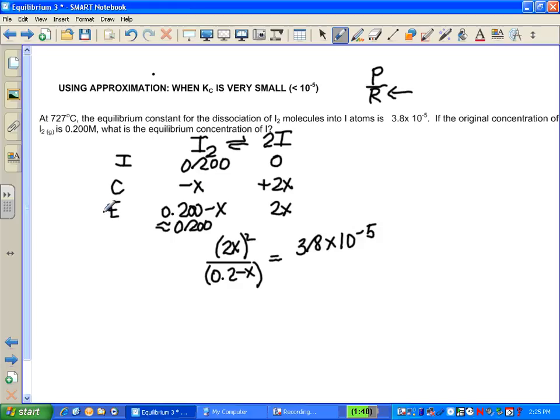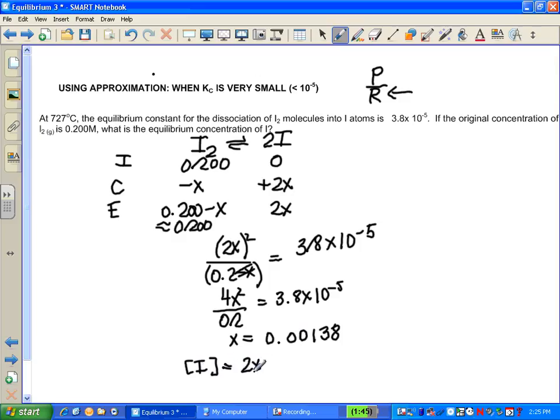By making this assumption, we're omitting the x term, and so what we're going to have to solve is 4x squared over 0.2 is equal to 3.8 times 10 to the negative 5. So by making the approximation, we've gotten rid of the x term, so we don't need to use the quadratic anymore. This is much easier to solve, and we are left with x is equal to 0.00138. The question asks us for the concentration of I at equilibrium, which is equal to 2 times x. So this is equal to 2 times 0.00138.